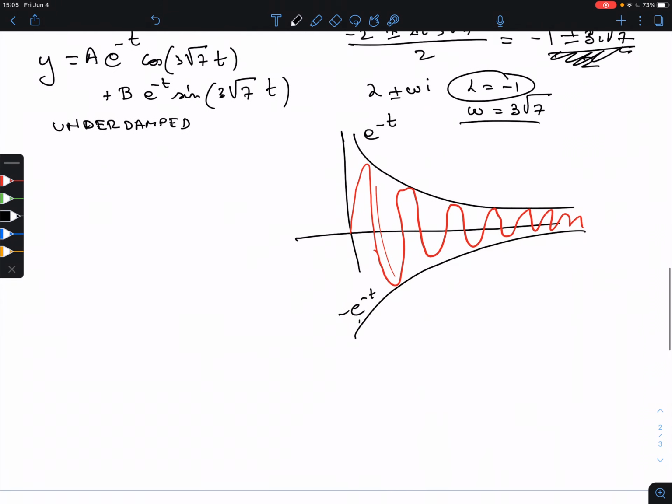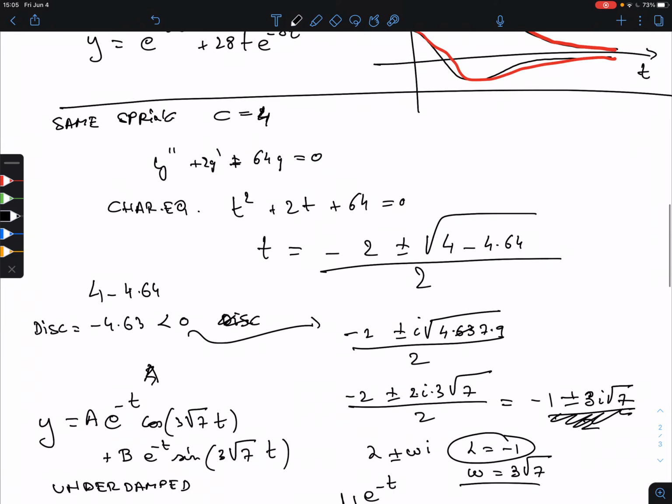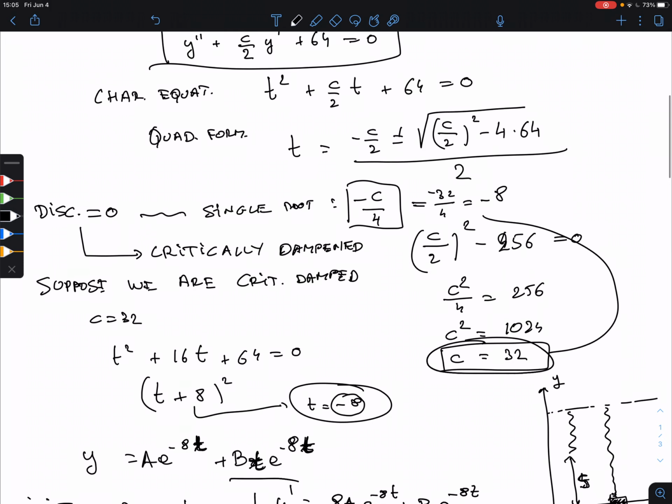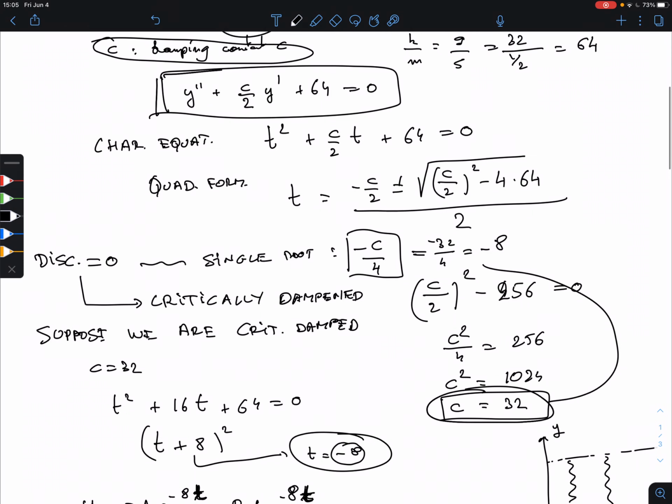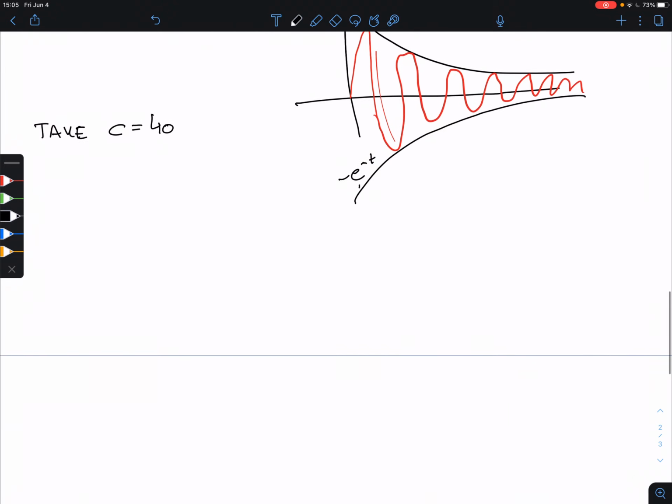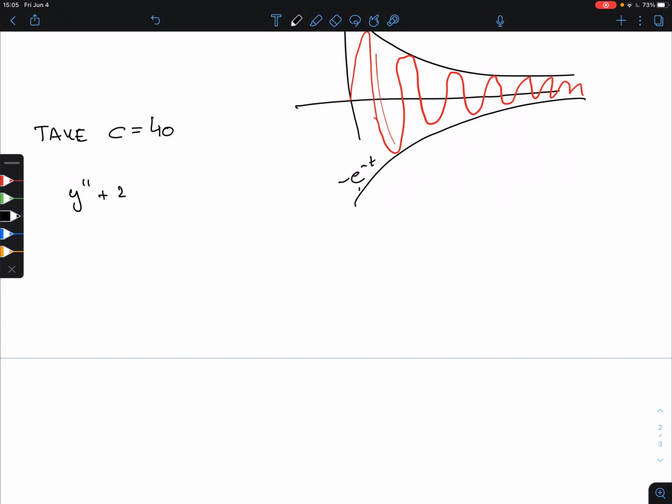So here is what we say now. Take C to be equal to 40. So what is our equation then? We are still going on the same equation for different values of C. The first one was critically damped, the second was underdamped. Now this will obviously give you the other case. So this becomes 20 there. So we get y double prime plus 20y prime plus 64y equals 0.